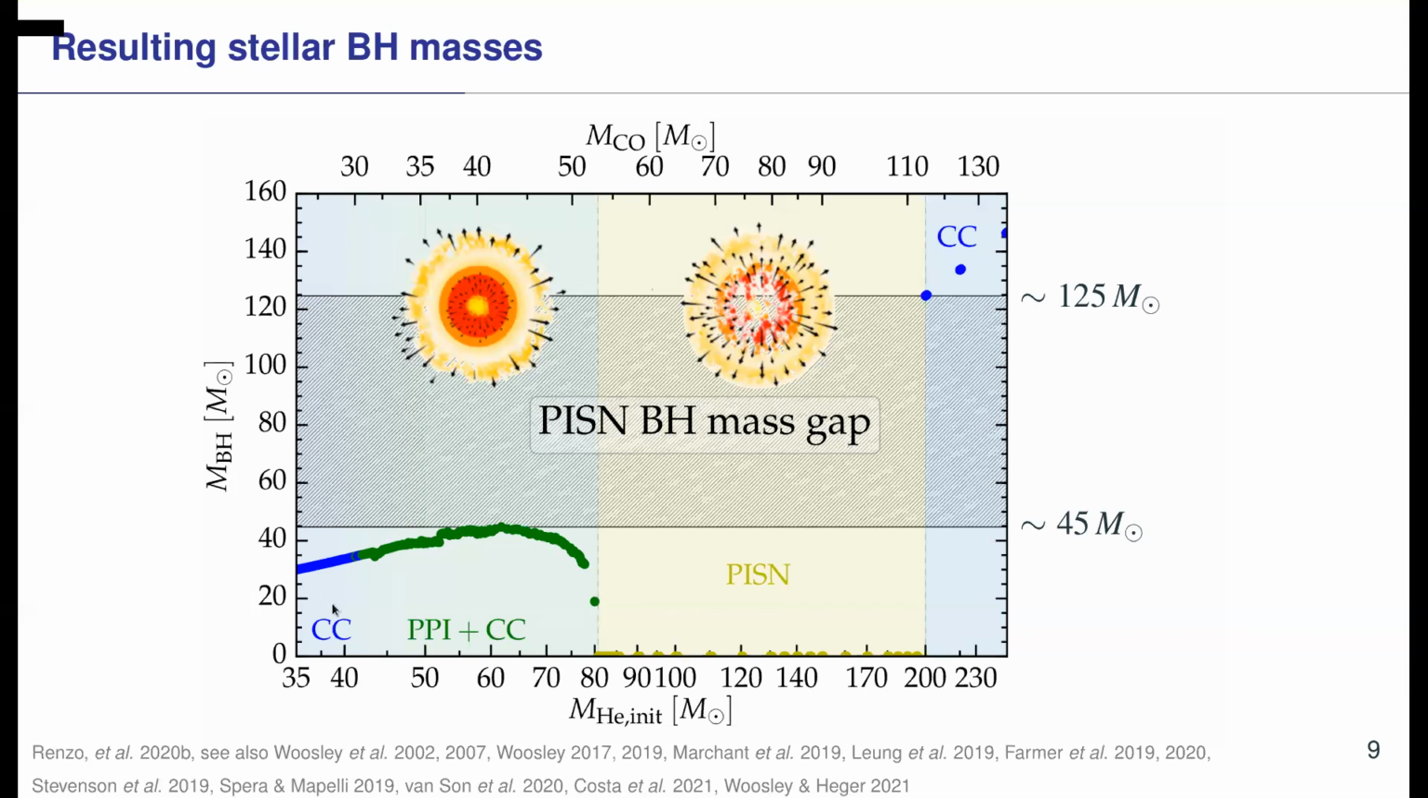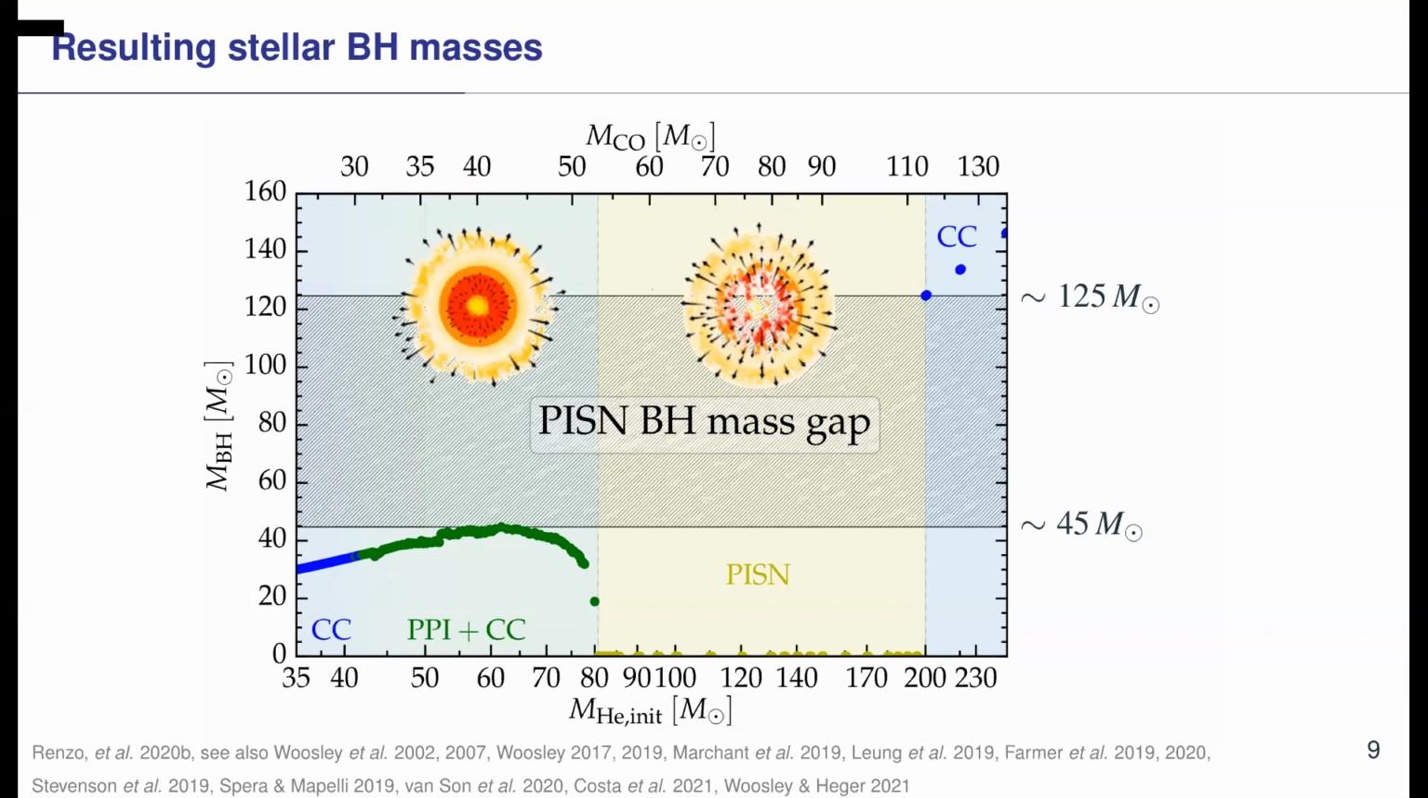The main uncertainty, again, is the fate of the envelope for models in this range, models that don't pulsate if they have a thick hydrogen envelope. And if the envelope can fall into the black hole, then these could make more massive black holes, maybe. And I'll get back to this issue.